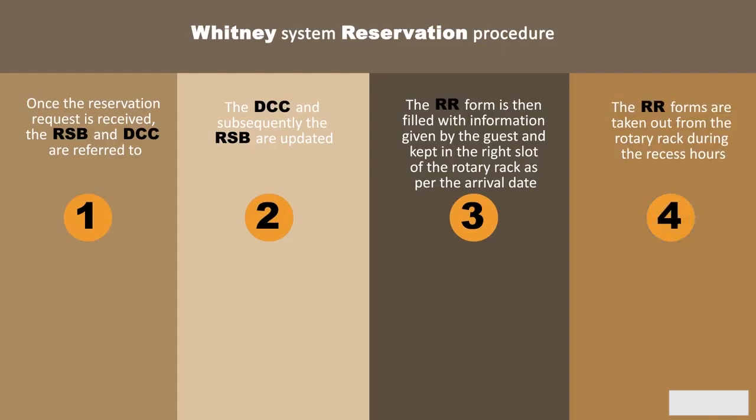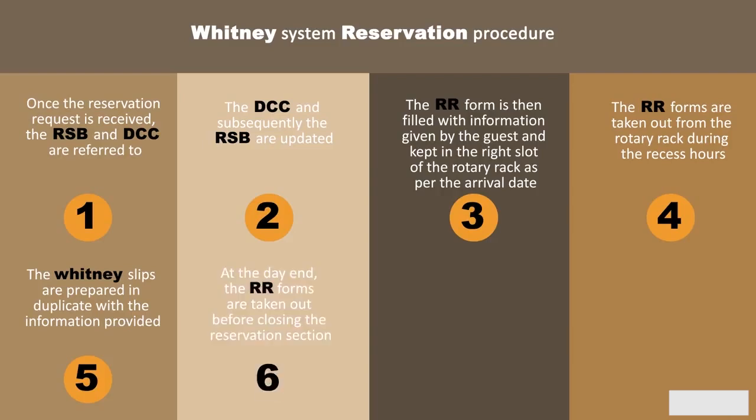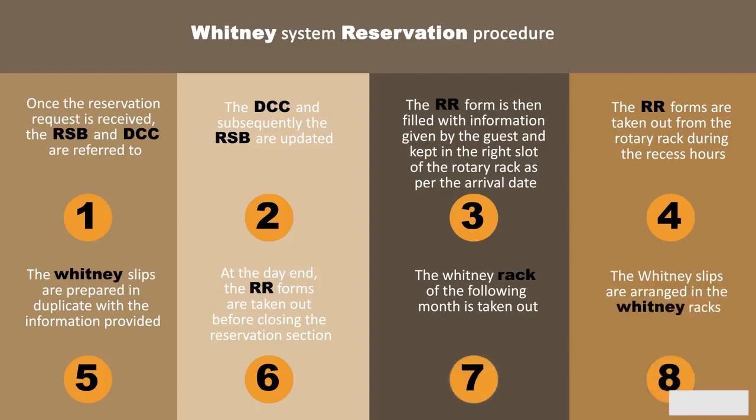The room reservation forms are taken out from the rotary rack during the recess hours. The Whitney slips are prepared in duplicate with the information provided. The original Whitney slip is placed on the Whitney Carrier. At the day end, the room reservation forms are taken out before closing the reservation section. The Whitney rack of the following month is taken out. The Whitney slips are arranged in the Whitney racks.